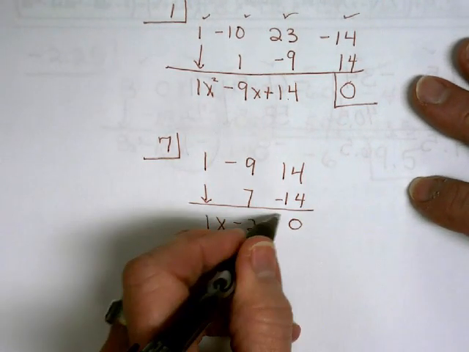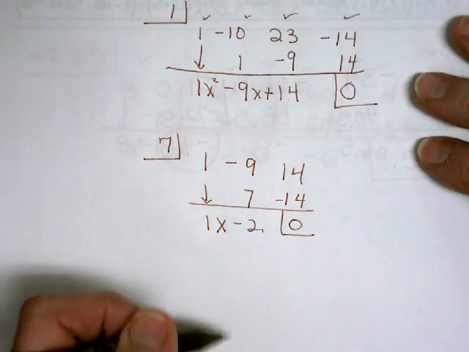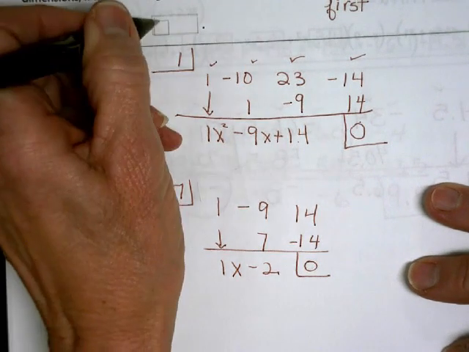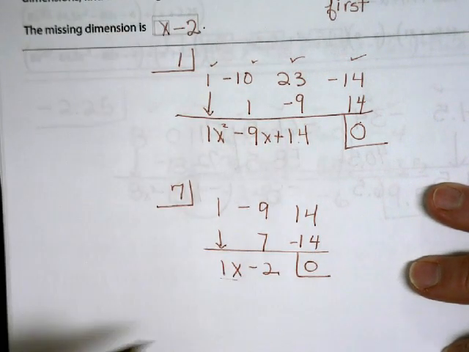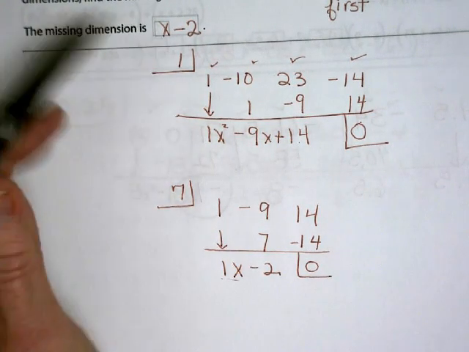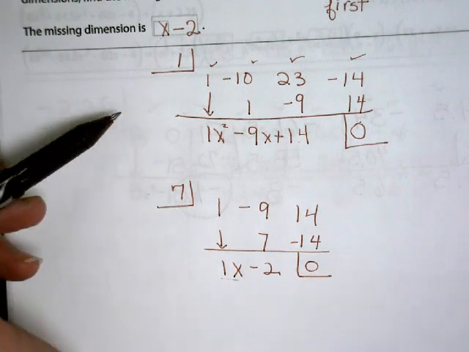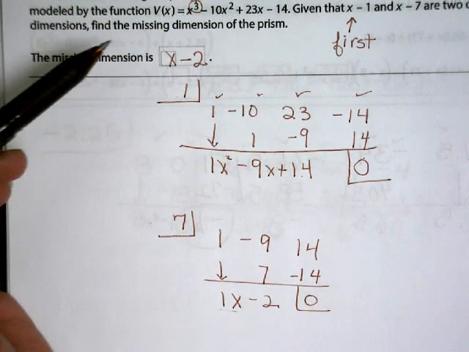Am I up there okay? Remember what this means. This is the remainder, and I go down 1 power, so it's just an x. So my missing dimension is x -2. Don't put parentheses, just x -2, because that is my missing binomial. If I multiply x -2 times x -1 times x -7, I'll get the cubic function up here.